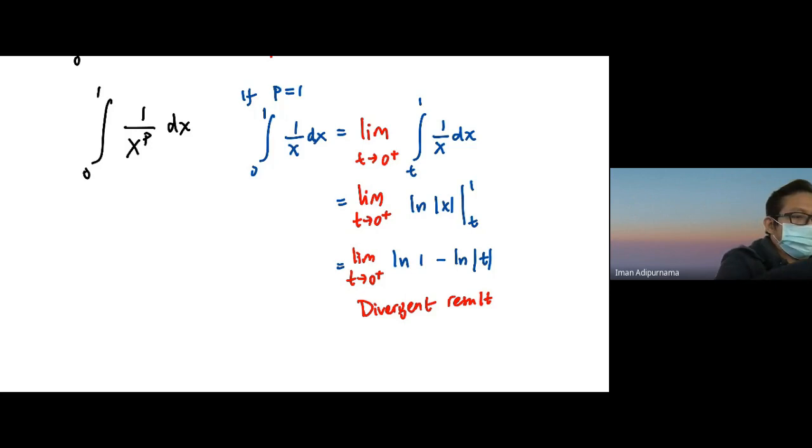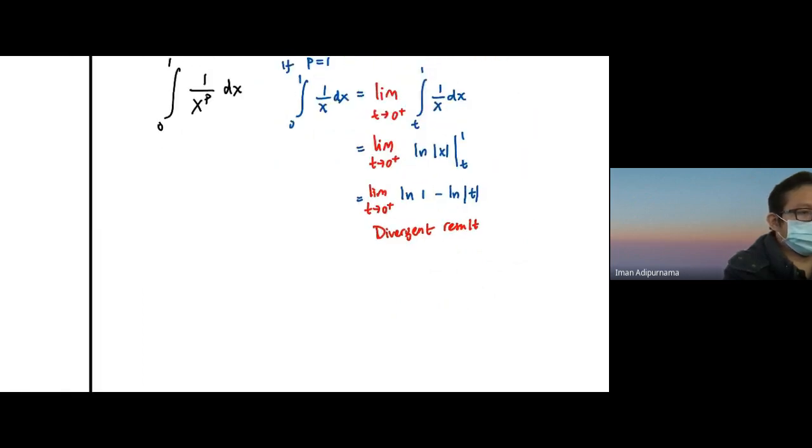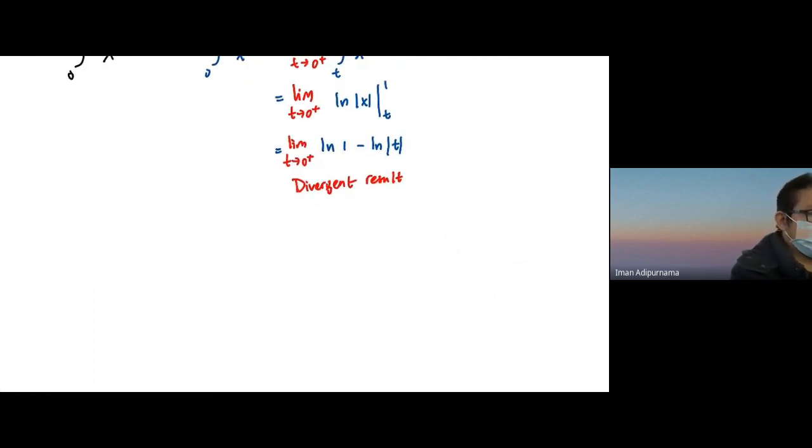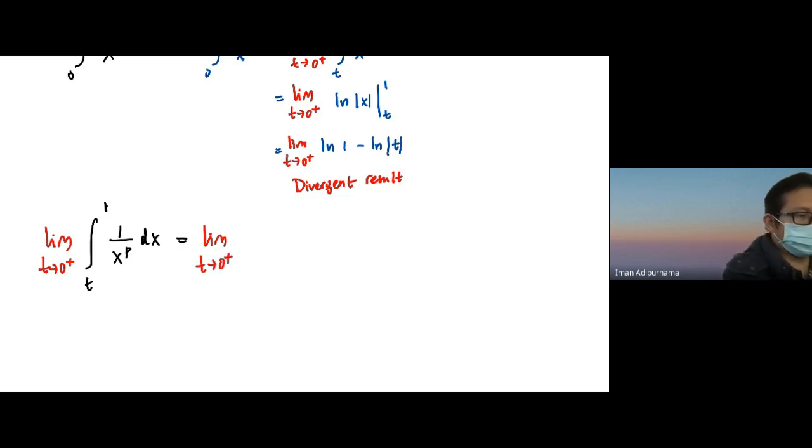Okay, I think we can continue. Okay, now for the other p, we can just write down our limit. And we can just write 1 over x with power of p, and we just integrate as usual. This is minus p plus 1, right? So 1 minus p, and this will also be 1 minus p, like that. Integrate it from t to 1.